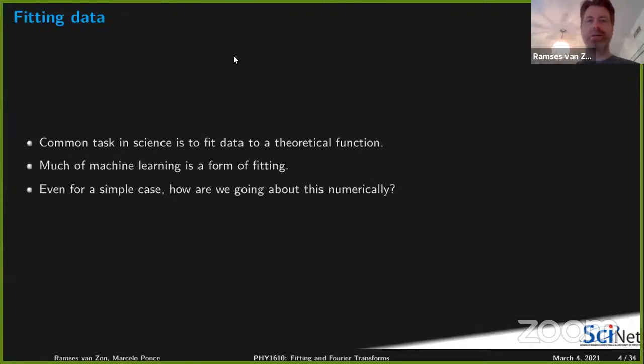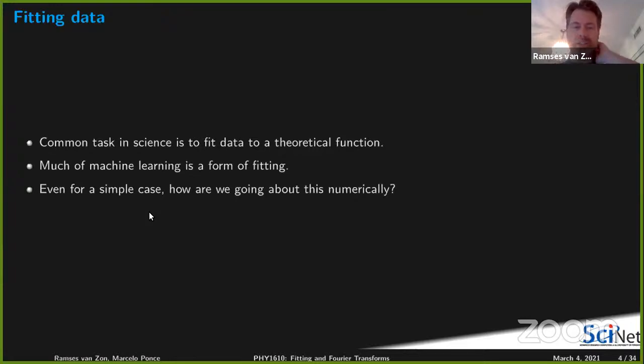So what's fitting? Well, it's fairly common to have data in science, and it's not uncommon to have a theoretical curve or function that you think this data should follow, but it has some parameters that you want to know. So that is fitting the data to a theoretical function and finding those parameters. And in fact, a lot of the field of machine learning is some form of fitting, where you have data, you have a model that you think the data should follow, but there are parameters, and by finding those parameters, you can learn about that model, and that model can then be used to predict new points. So we're going to look at a much simpler case than most machine learning, so we really just call it fitting, and how to do that numerically.